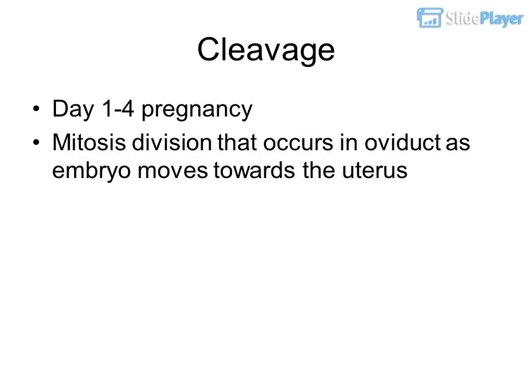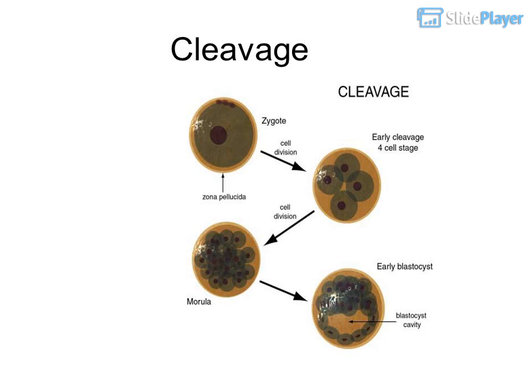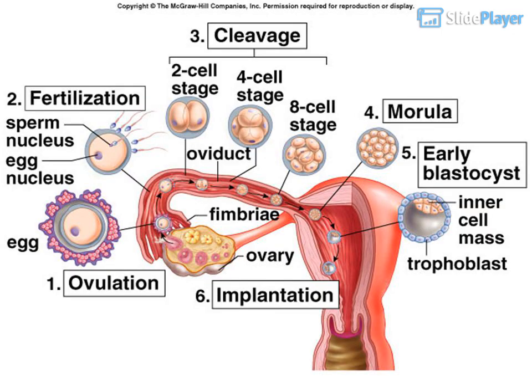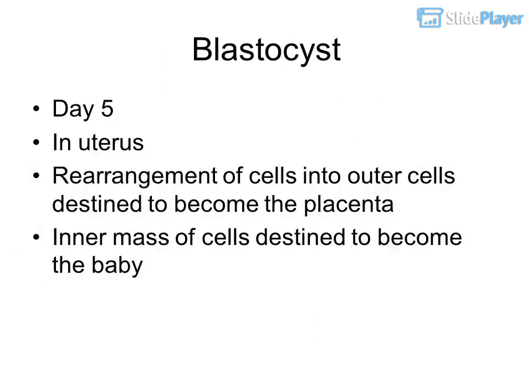Cleavage, day 1 to 4 of pregnancy. Mitosis division that occurs in the oviduct as the embryo moves towards the uterus. Blastocyst, day 5, in the uterus. Rearrangement of cells into outer cells destined to become the placenta, and inner mass cells destined to become the baby.